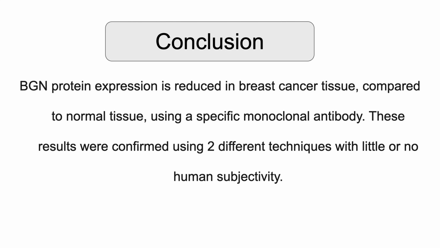In conclusion, biglycan protein expression is reduced in breast cancer tissue compared to normal tissue using a specific monoclonal antibody. These results were confirmed using two different techniques with little or no human subjectivity.